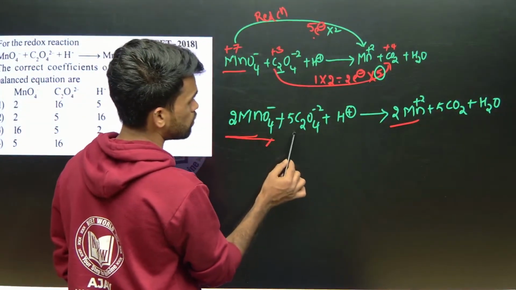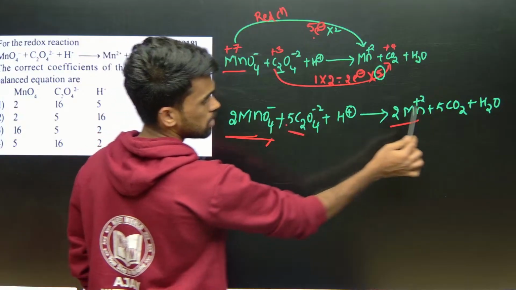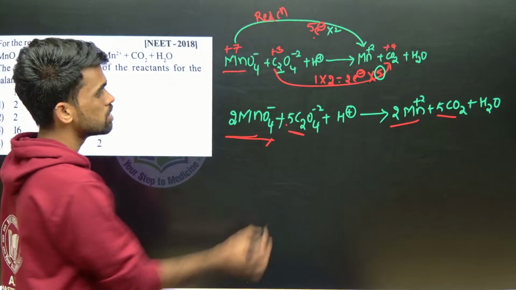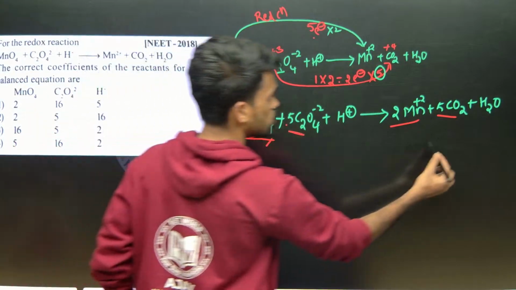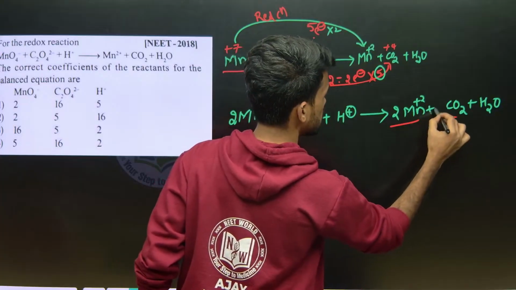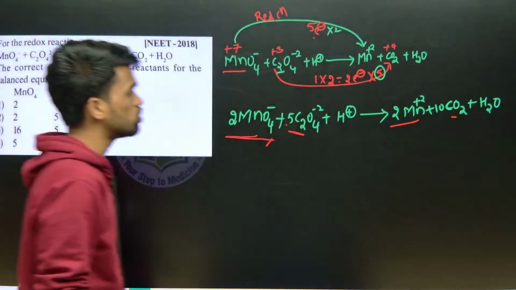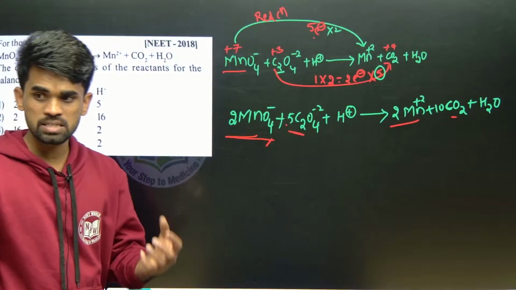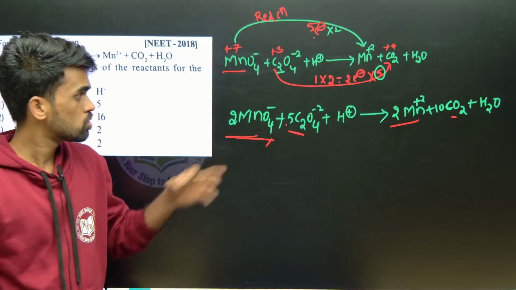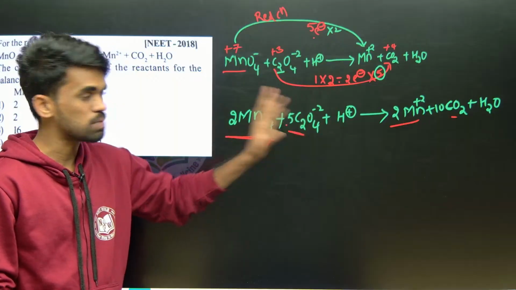Next, what about carbons here? 5 2s are 10. Here you are writing only 5. So you just multiply that with 2, because 5 2s are 10. So here also you can make 10 CO2s. So plus 10 CO2s. See what we are doing: balancing all the other atoms except oxygen and hydrogen. So manganese is balanced, carbon is balanced, done.